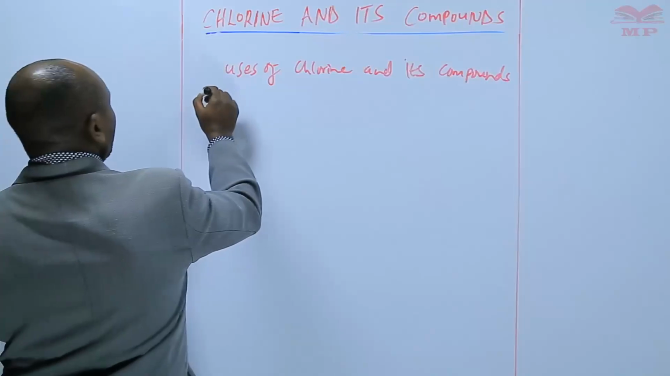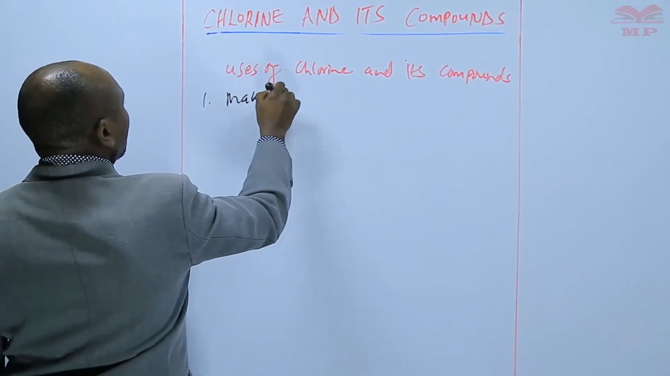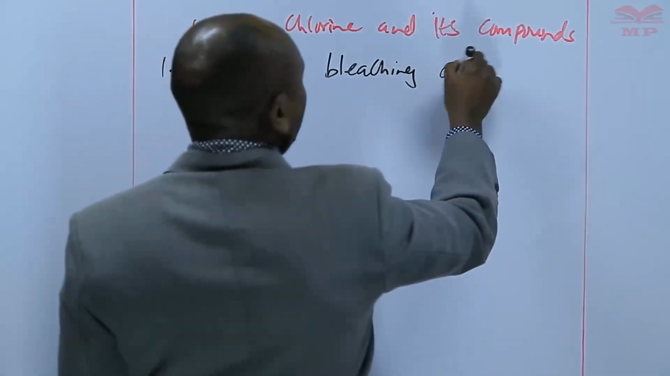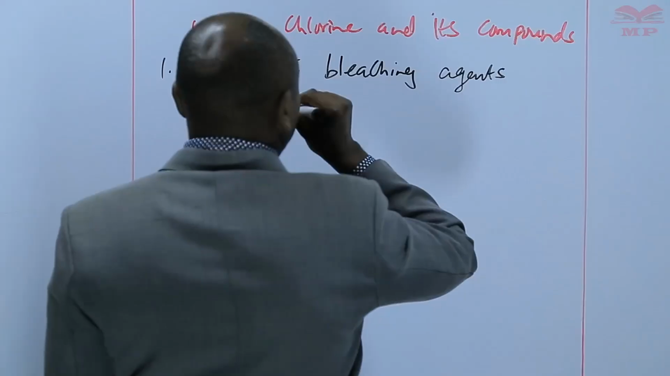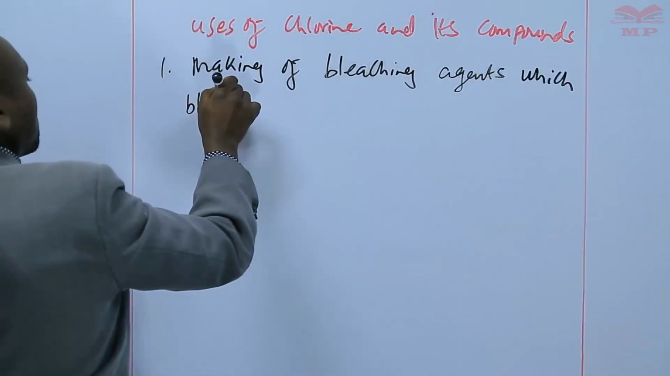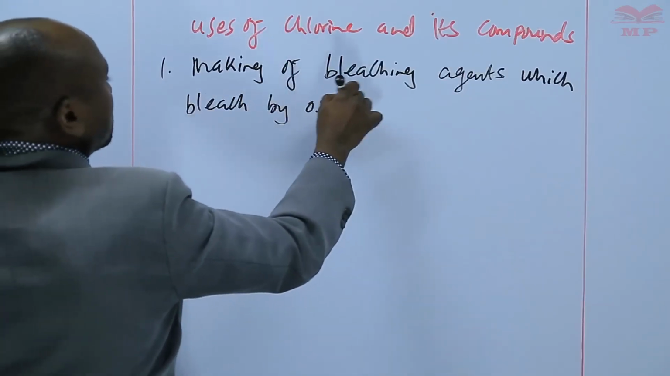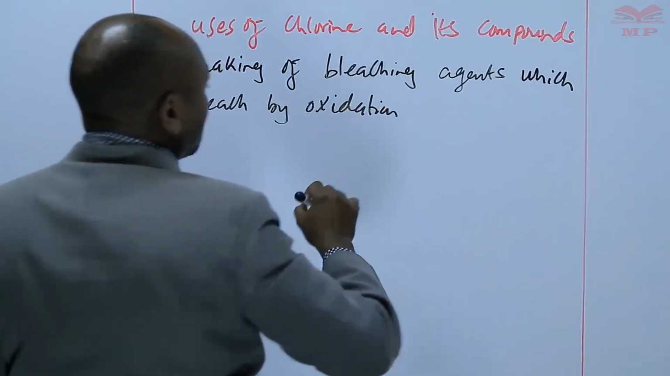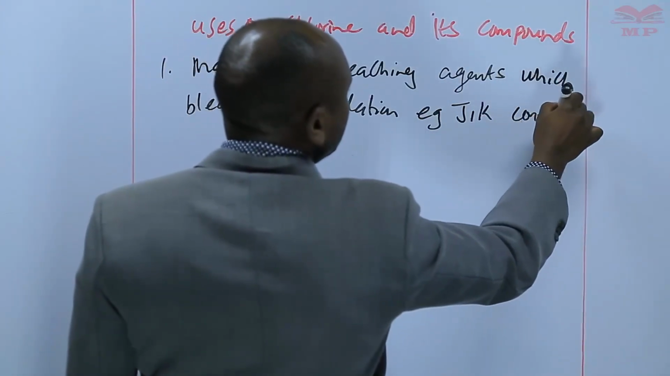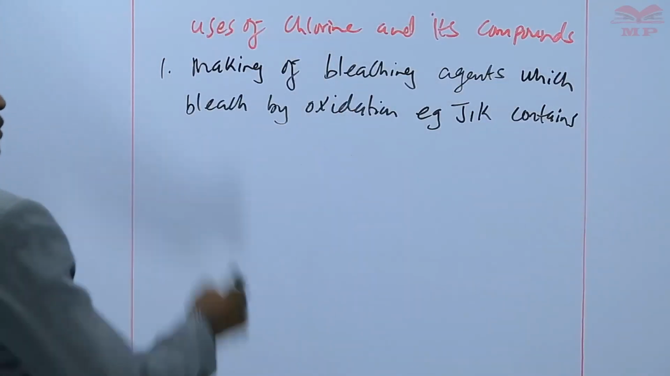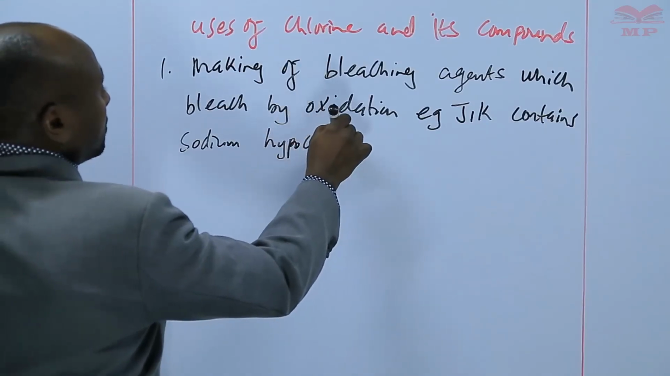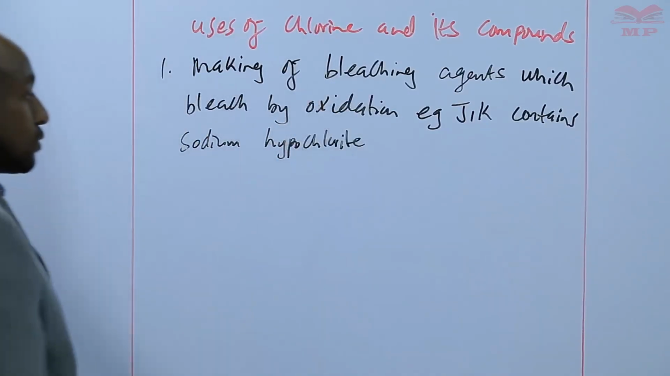So you're saying that chlorine is used in the making of bleaching agents, which of course bleach by oxidation. E.g., Jik contains sodium hypochlorite, which is a compound of chlorine.